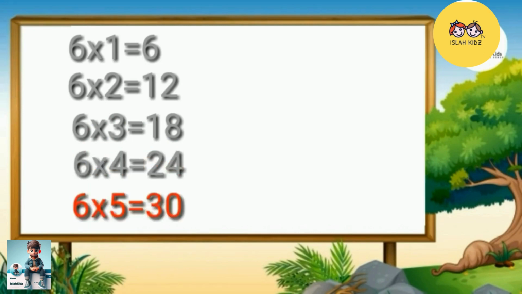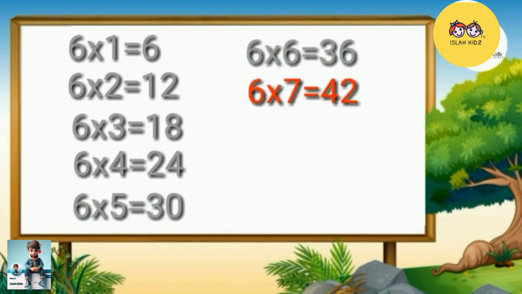6 fives are 30. 6 sixes are 36. 6 sevens are 42. 6 eights are 48.